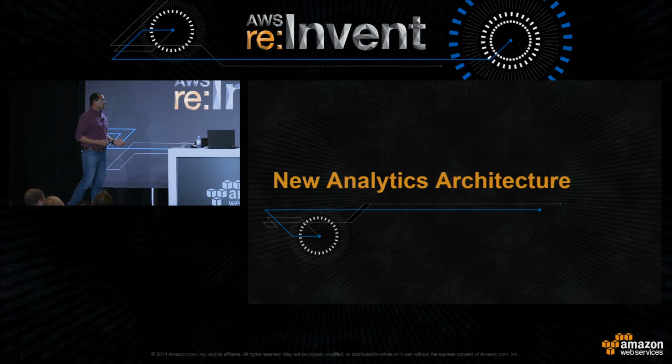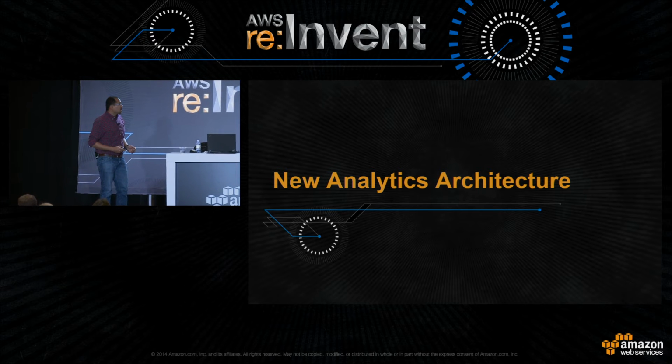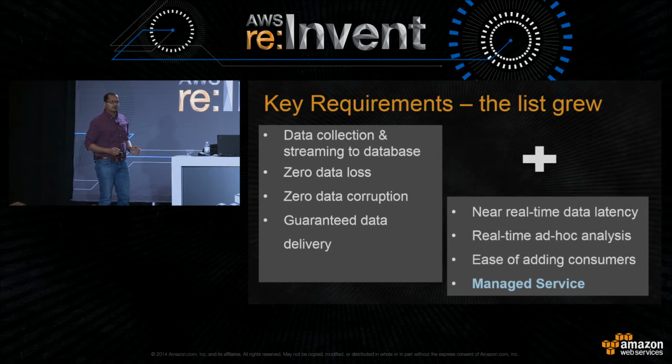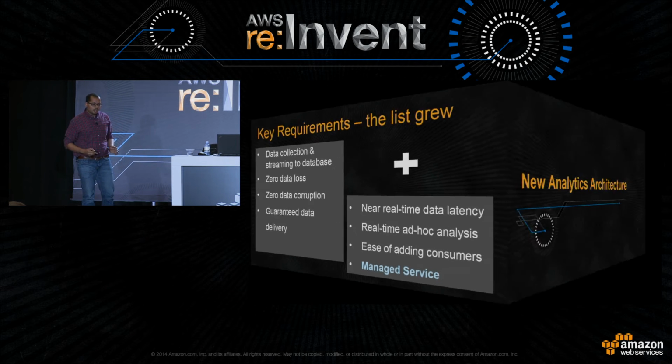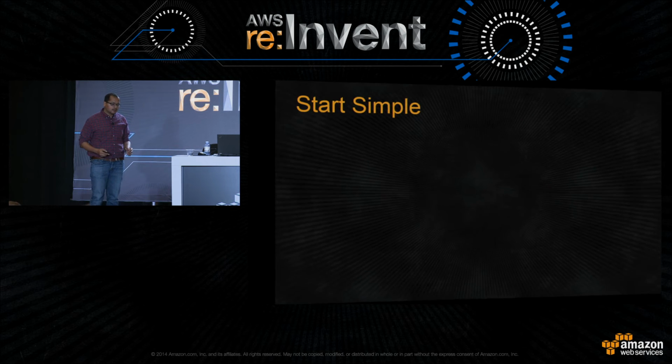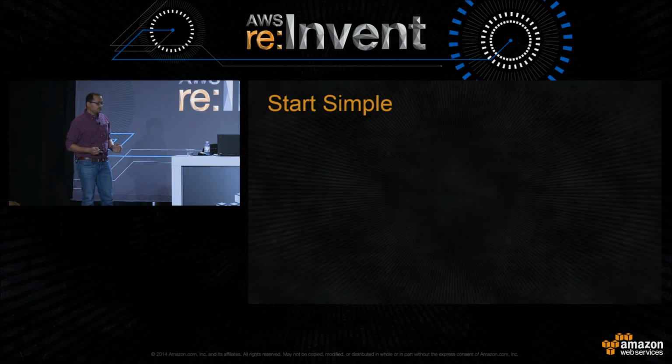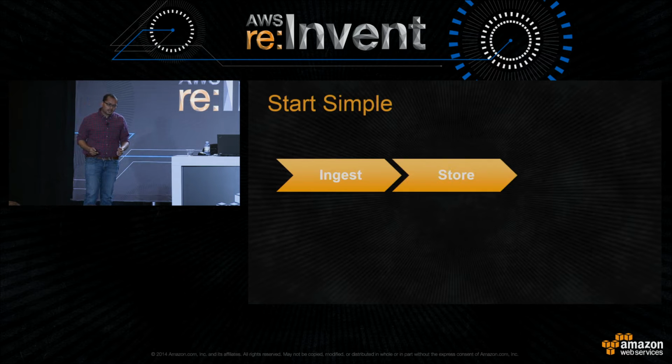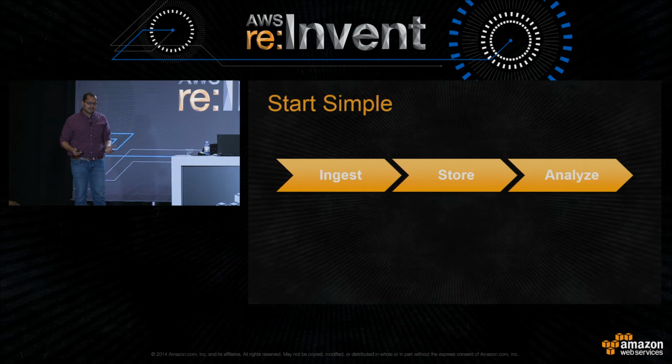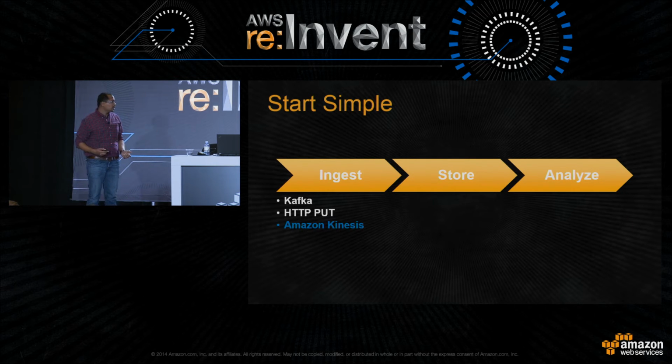When we were starting out with the new analytics architecture, we set up pretty clear requirements for what we wanted to achieve from this architecture. Keeping those requirements in mind, we wanted to start building out simple. So we started with ingesting the data, storing that data, and then analyzing that data. For ingestion, you can either use some of the open source technologies like Kafka, Flume, or Scribe, or you can create your own REST server. But in that case, you have to manage your own cluster and deal with some of the scalability issues.